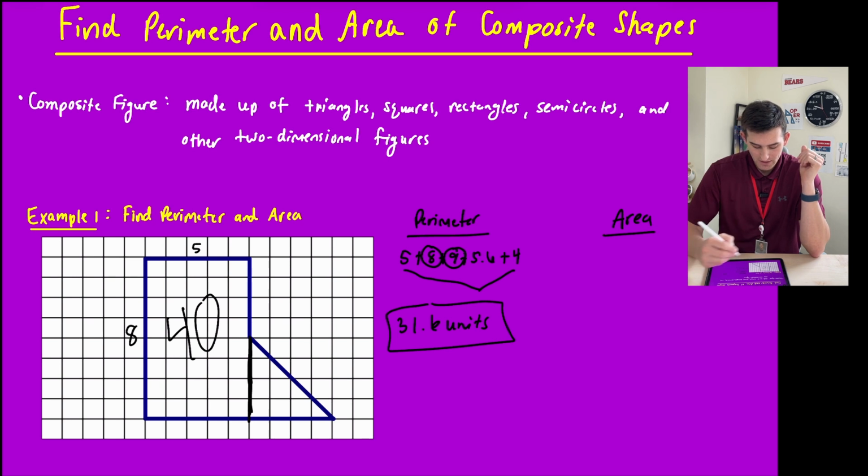Pretty simple. So now we have this triangle right here, and we know that area of a triangle is base times height divided by 2, or 1/2 base times height. So I'm going to go ahead and write 40 here for my rectangle.